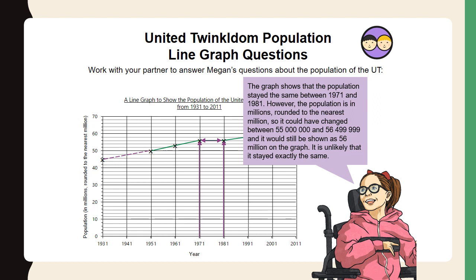However, the population is in millions. It's rounded to the nearest million, so it could have changed between 55 million and 56,499,999, and it would still be shown as 56 million on the graph, because remember, we're rounding it. So it is unlikely it stayed exactly the same. Okay, it's very, very unlikely, because people are having babies all the time. So it's unlikely that it would have stayed exactly the same.